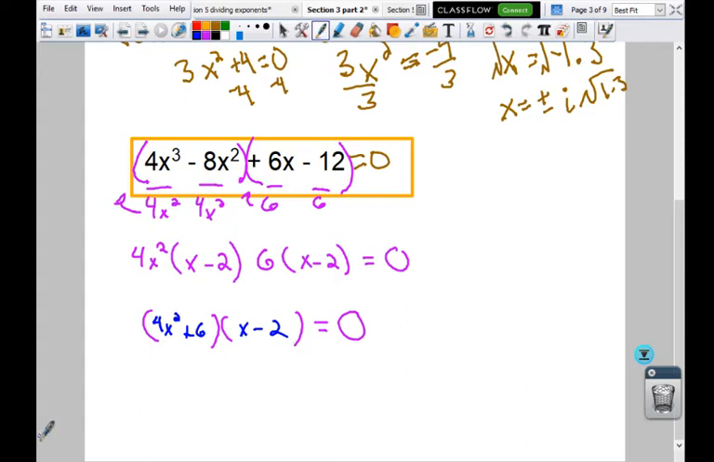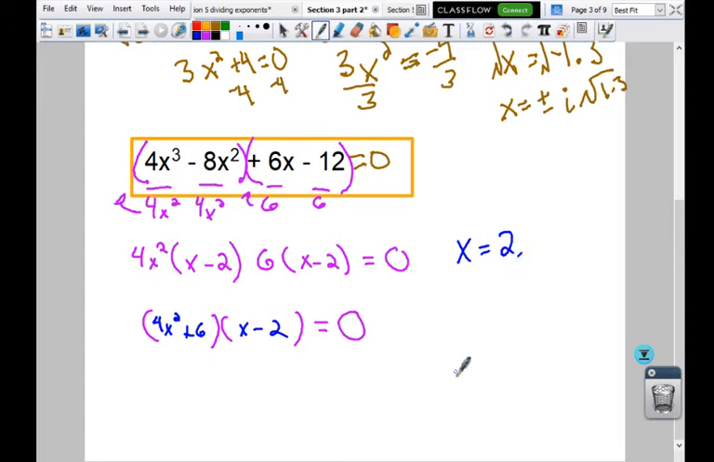Okay, now this is where it gets a little tougher. We gotta get our 2 answers. So I can get 1 easy. I'm gonna go x equals, Raven, what can I put in the second parenthesis here to make the whole thing 0? In the x minus 2. Positive 2. Yep, positive 2. That's my first answer. That was the easy one.